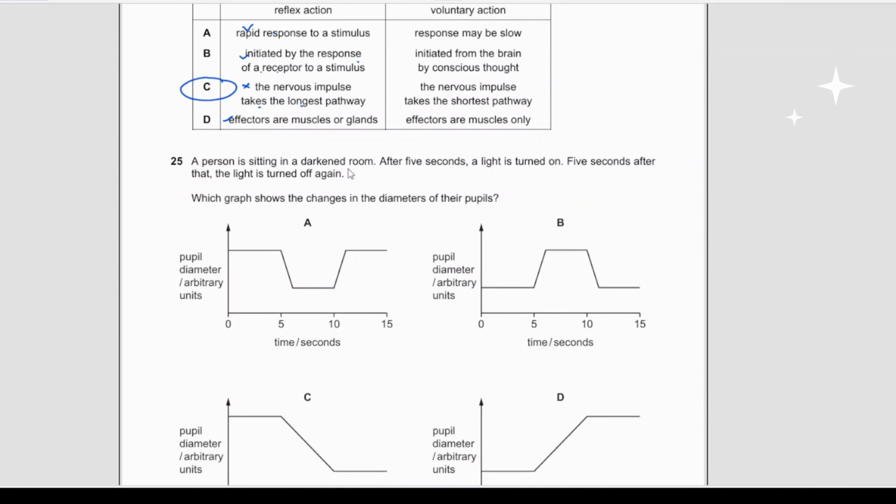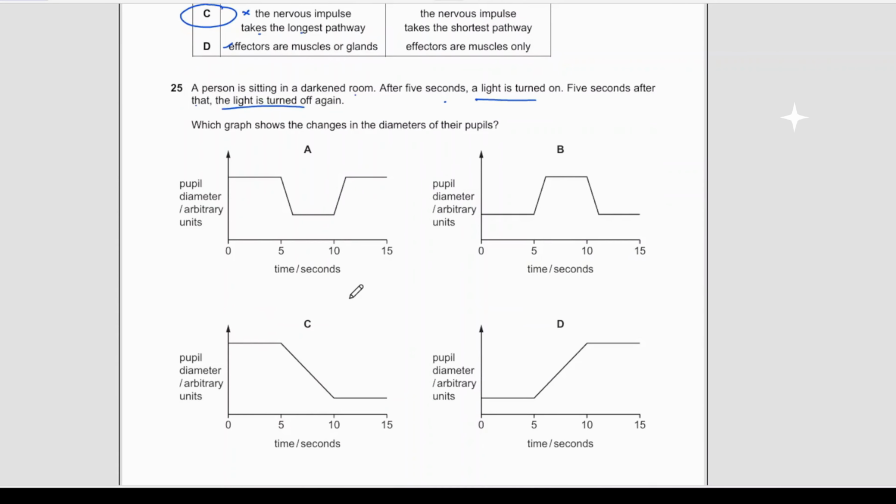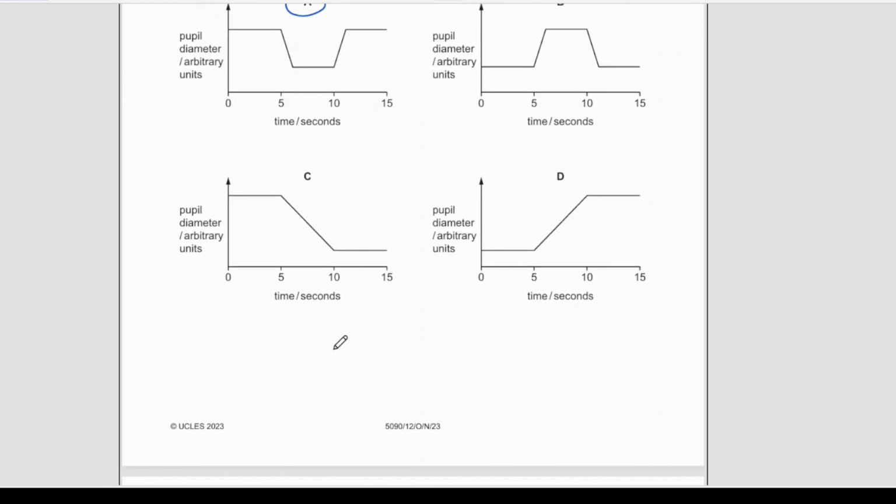A person is sitting in a dark room. After 5 seconds, light is turned on. 5 seconds after that, the light is turned off again. So what would be the pupil diameter? In darkness, the pupil diameter is going to be larger. In bright light, it reduces and then again increases.